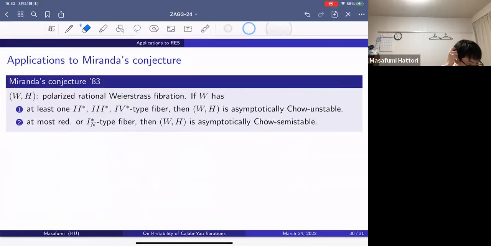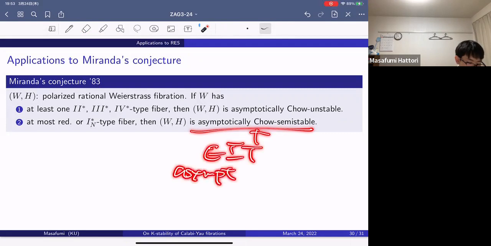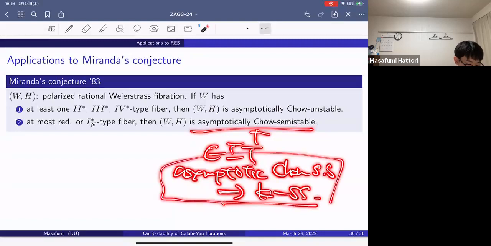And so Miranda conjectures the following. Let (W, H) be a polarized rational Weierstrass fibration. If W has at least one II star, III star, or IV star type fiber, then (W, H) is asymptotically unstable, and if it has at most reduced or I_n star type fibers, then (W, H) is asymptotically semi-stable. And this notion is derived from GIT. And asymptotic semi-stability implies K-semi-stability. It is an easy fact.